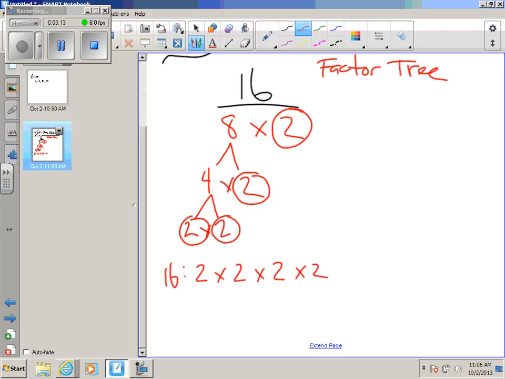How many circled 2's do we have? 1, 2, 3, 4. Put them in order. Since they're all 2's, there's really no order to be had. Now, if you want to get really fancy with it, how could you clean that up? Instead of saying 2 times 2 times 2 times 2, Carlos? No, 8's not prime. They all have to be prime. Frank? 2 to the 4th power. I've got 2 as my base number, and there are 4 of them. And that's that.